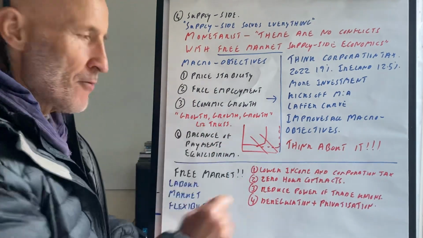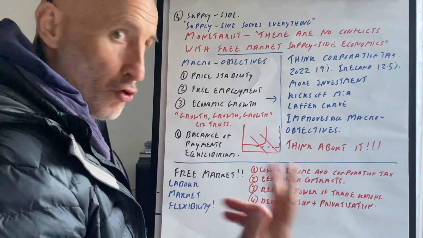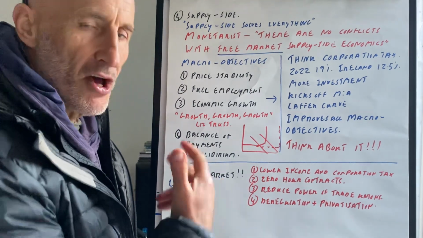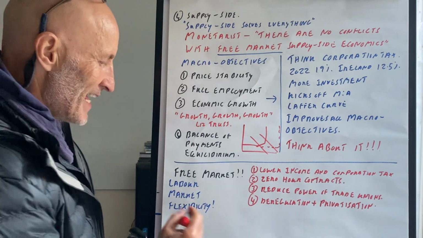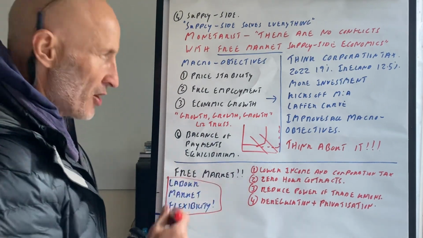Okay, so the free market economics is lowering income and corporation tax, zero-hour contracts, reducing the power of the trade unions, deregulation and privatisation. It's all about increasing labour market flexibility.